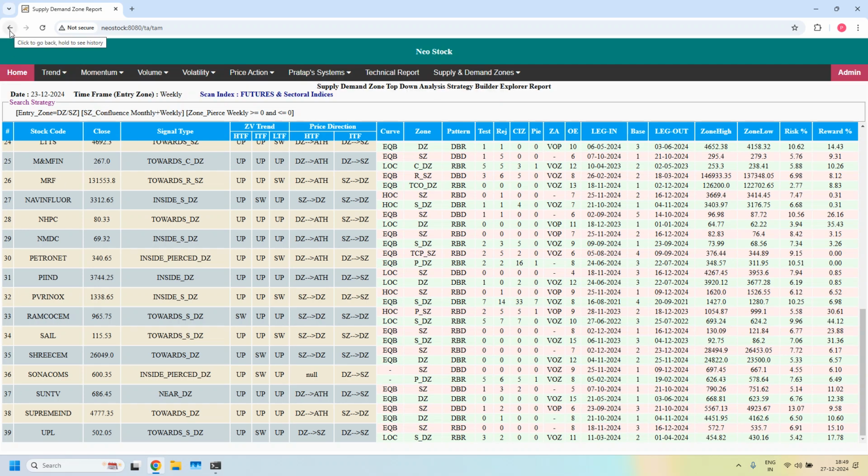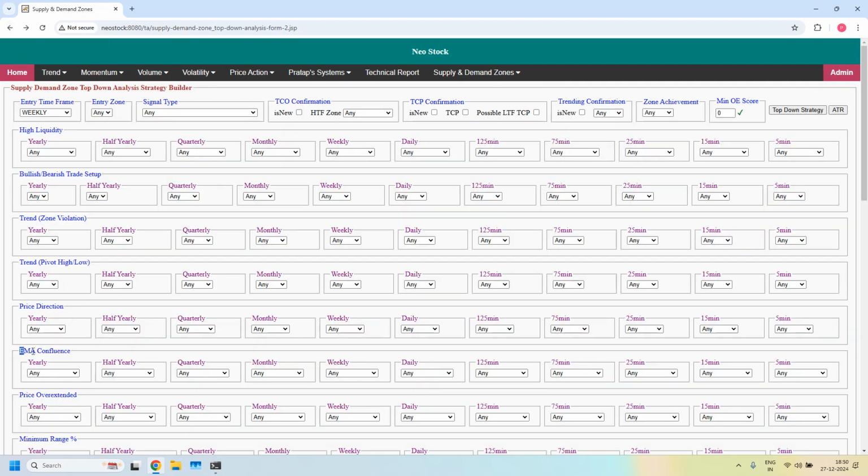Now we will further filter with the EMA confluence. In the EMA confluence at the monthly time frame, not weekly, sorry, monthly. Why monthly? Because the weekly supply zone is part of the monthly supply zone. That's why the monthly supply zone should have monthly EMA confluence. And also the trend on the monthly time frame should not be sideways. It can be up or down.